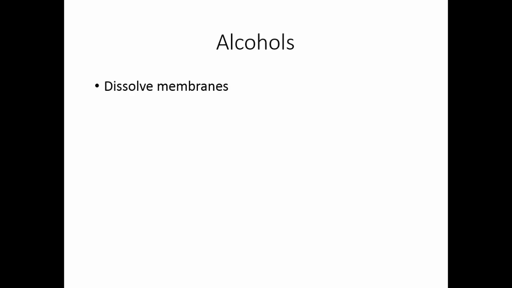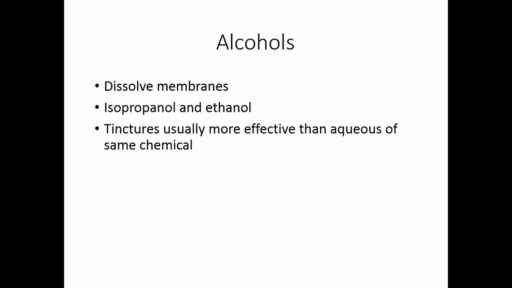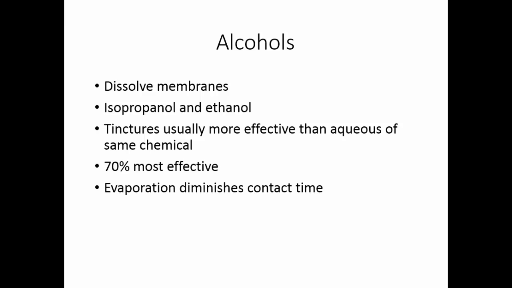Alcohols dissolve membranes. Isopropanol and ethanol are the two most common alcohols used for antiseptics. Tinctures are usually more effective than aqueous solutions of the same chemical, so many other disinfectant chemicals may be dissolved in alcohol, and the combination will make both of them a little more effective. 70% alcohol is actually the most effective. This is a case where 100% is not the way to go. Because alcohols evaporate, it diminishes the contact time alcohol has with a surface, making it not the best of disinfectants.